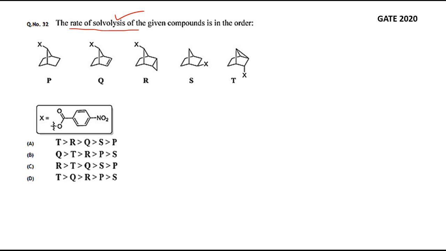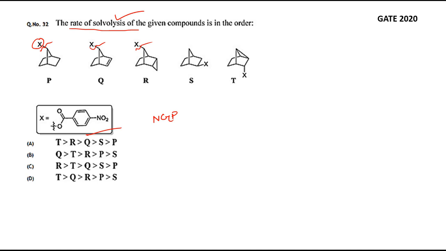So here the leaving group is common. What is the nature of X is also given, but we don't have to bother about this X, because X is common for all. So carbocation will be generated at the position where the C-X bond will be broken. Now here neighboring group participation will take place, which will stabilize the carbocation. If you want to know in detail what NGP is, you can click on the link right now appearing on the screen.